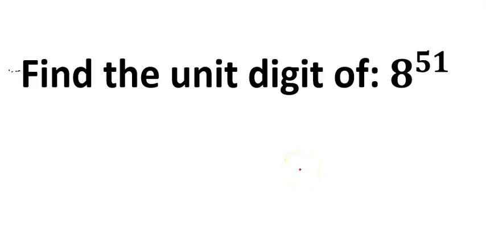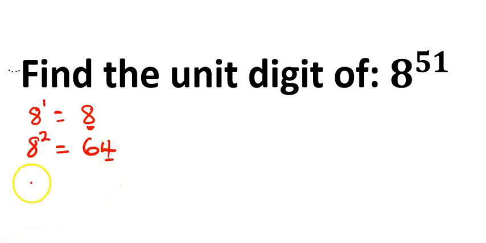Well, let's start. To find the unit digit of 8 raised to the power 51, I want us to look for a certain pattern. So we are going to start by asking, what is 8 raised to the power 1? This is 8, so the unit digit will be 8. 8 raised to the power 2 is 64, so the unit digit is 4. 8 raised to the power 3 is 512, so the unit digit is 2.